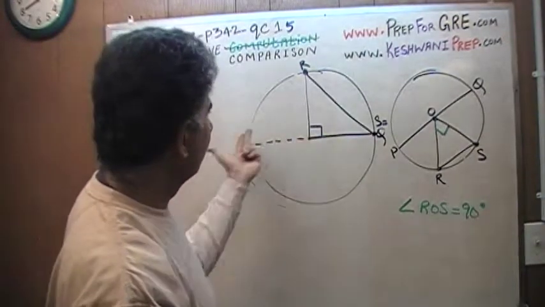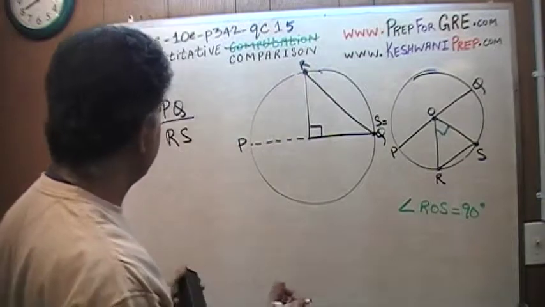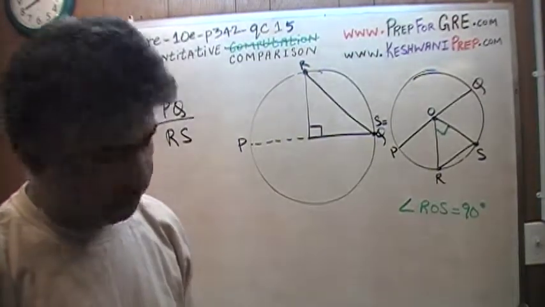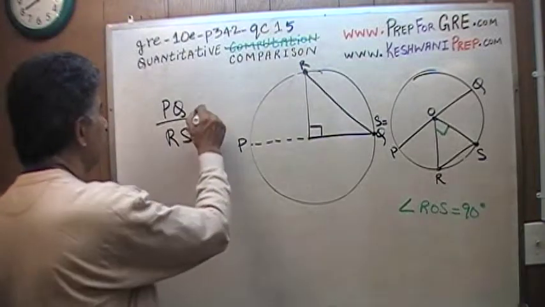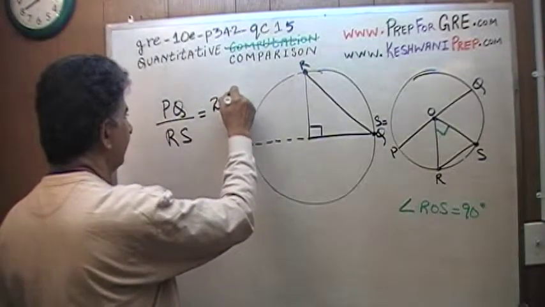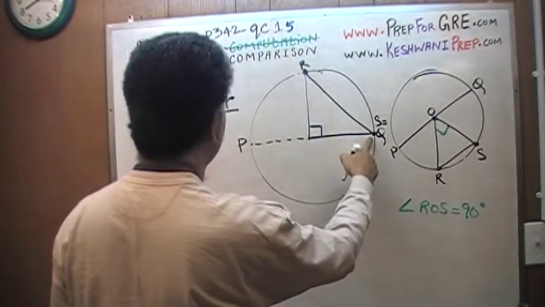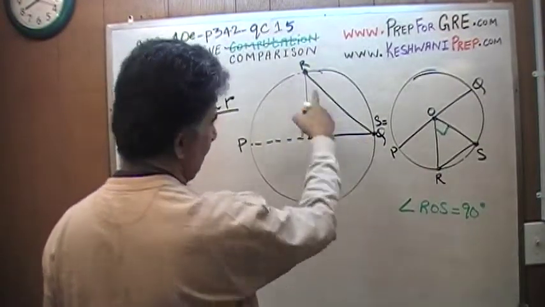Well, P to Q is very simple. It's the diameter, which is simply 2 times the radius. Is there anything else that they give us? No. Our job is to figure out R to S, which is the same as R to Q.